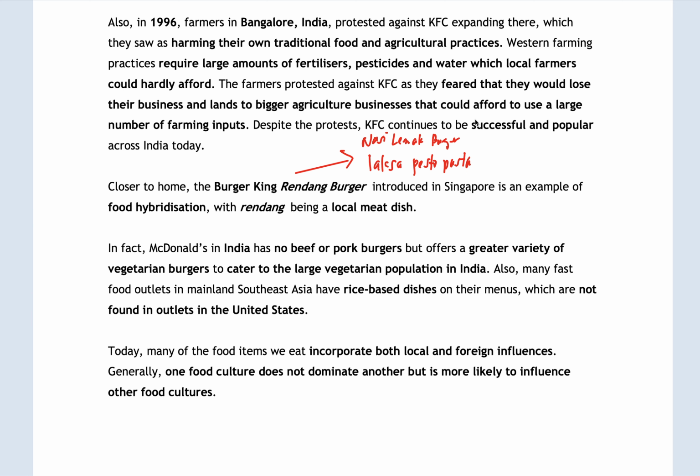Now you might also want to consider the impact on fashion as well. It's a similar idea, but mainly we are focusing on food because there's more to say.